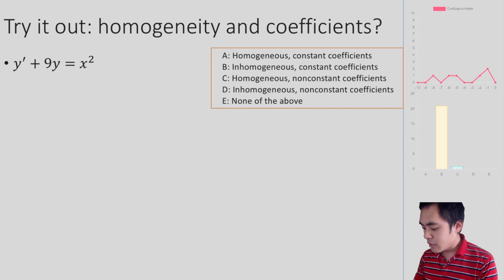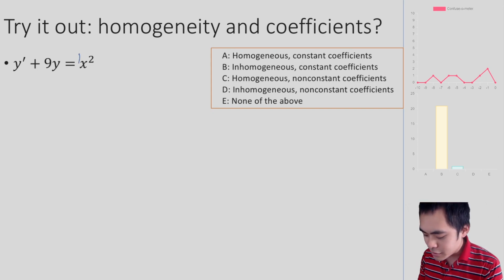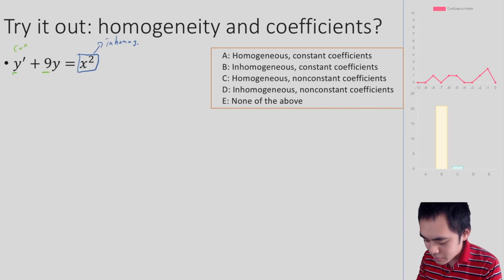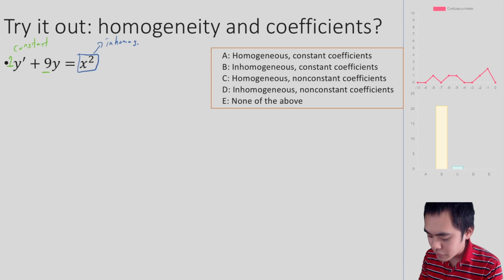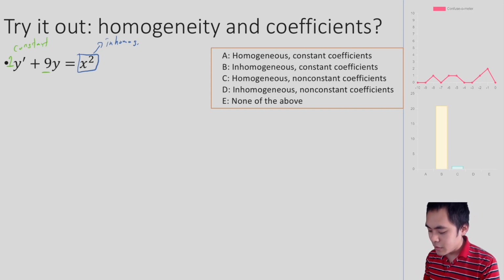Well, let's take a look. This part implies inhomogeneous. These two imply constant. Oh, sorry, let's put a 1 there. So these two imply that it is constant coefficients. And so therefore, this answer is constant coefficients inhomogeneous. It's B.